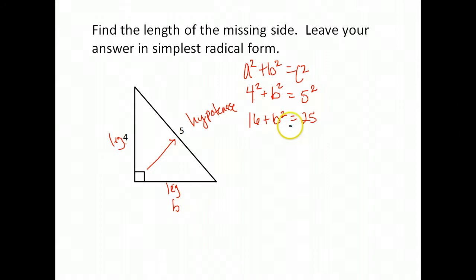This is going to work out differently because notice the variable I'm solving for has things with it. So first we need to move this 16 to the other side. It's positive 16, so if we subtract 16 from both sides, we get b squared equals 9. We need to get rid of that squared, and to get rid of a squared, you do the opposite, which is to take the square root. The square root of 9 is 3.